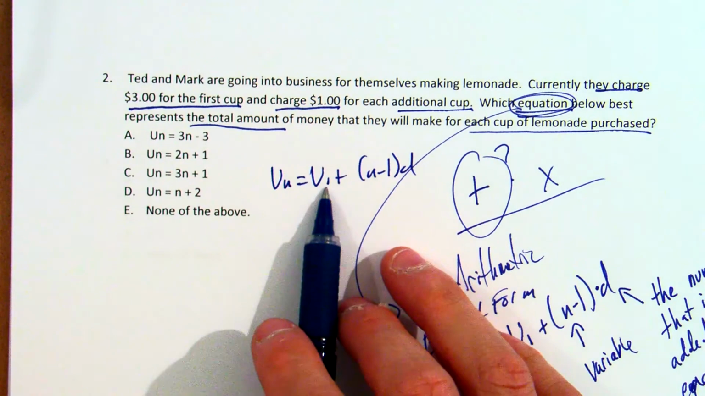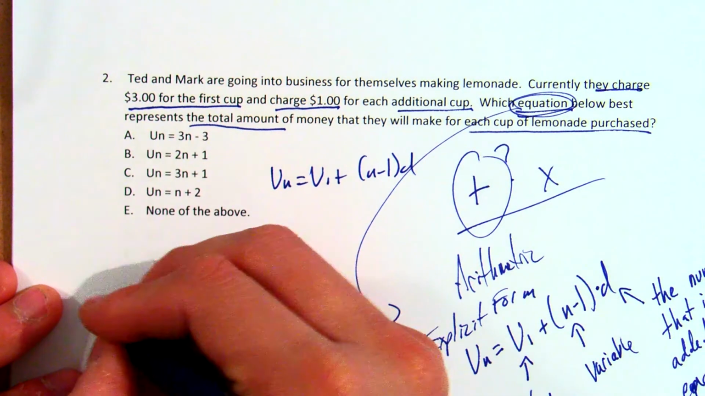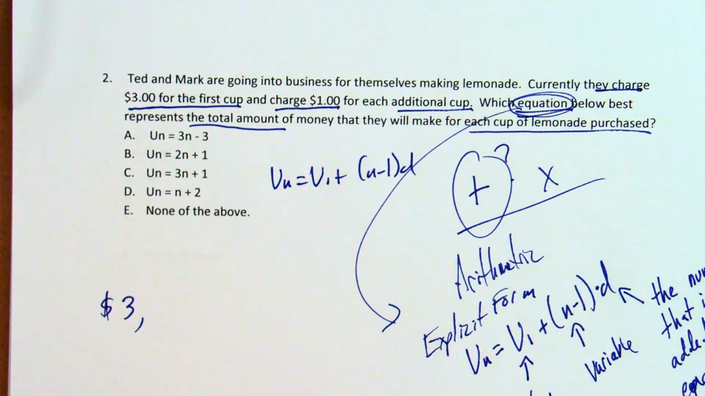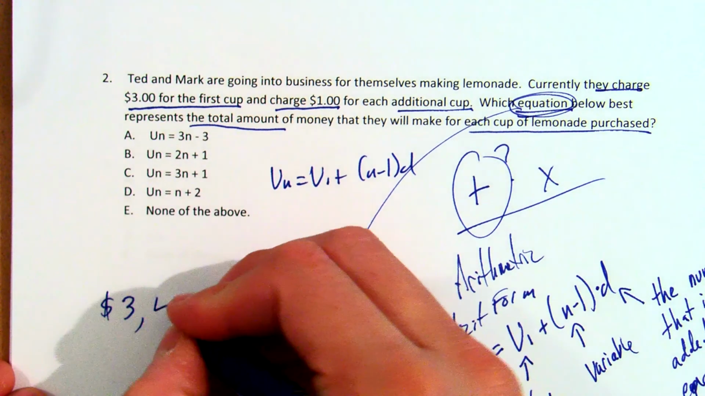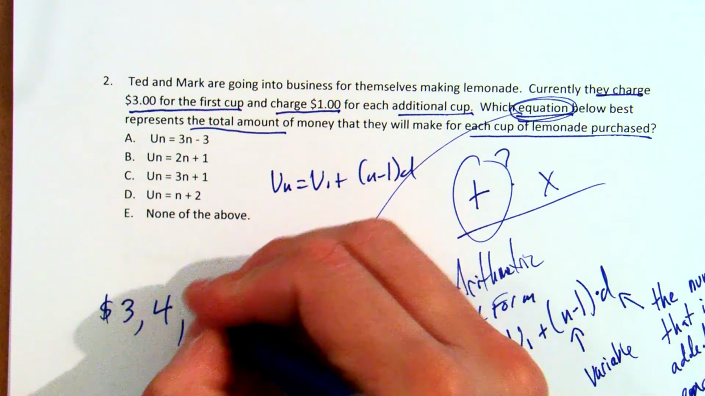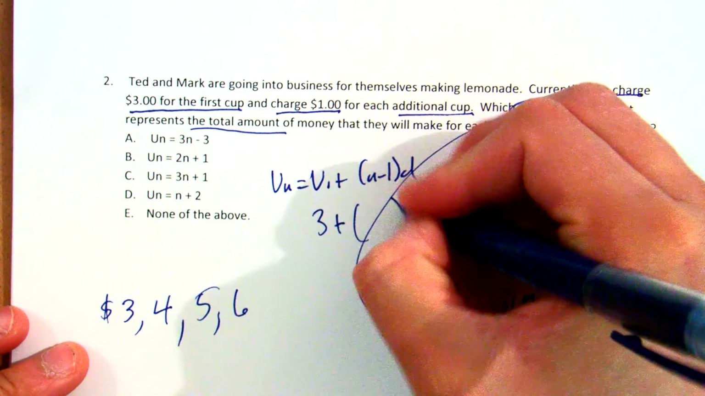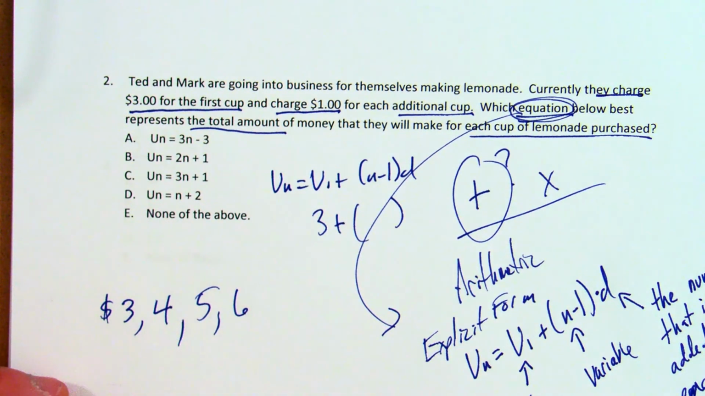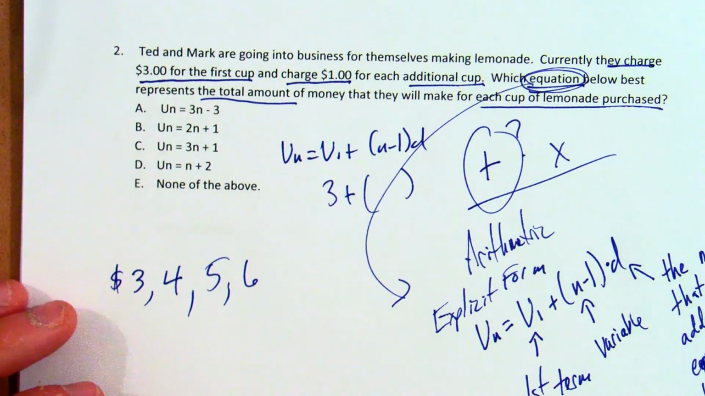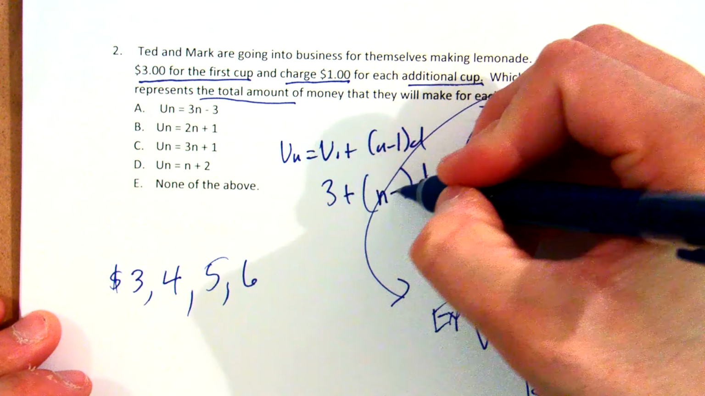Alright, so what's the first term? How much do they first charge me? They first charge me $3. How much will my next cup of lemonade cost me? It's going to be $4, right? And then how much is my next one? $5. See that? So what's my first term here? How much is being added each time? $1. So where does that go? Is that n or d? D. And then this one just stays as n minus 1.